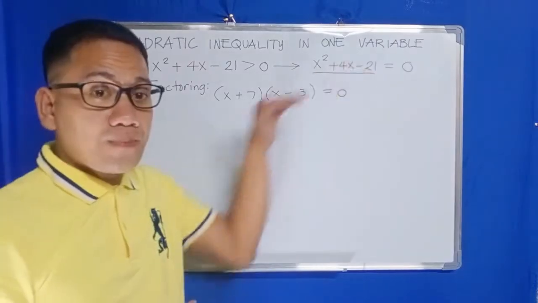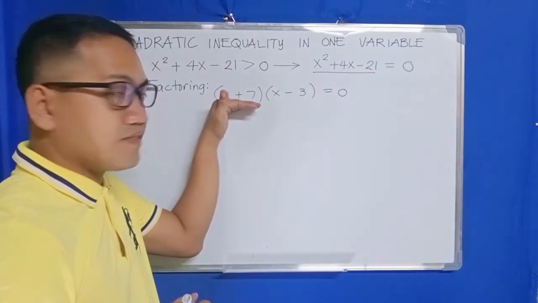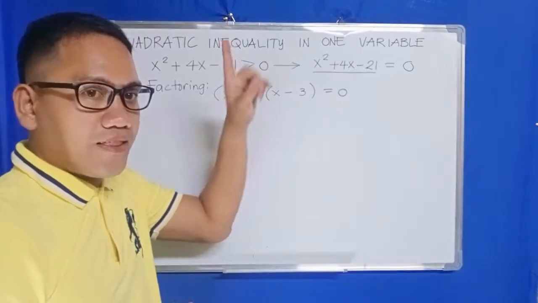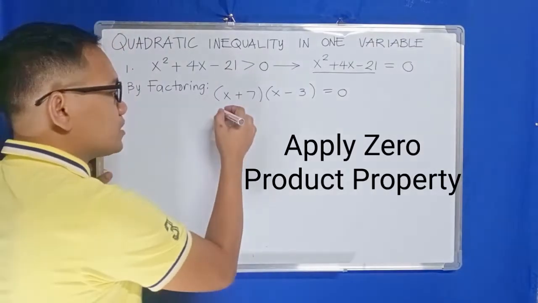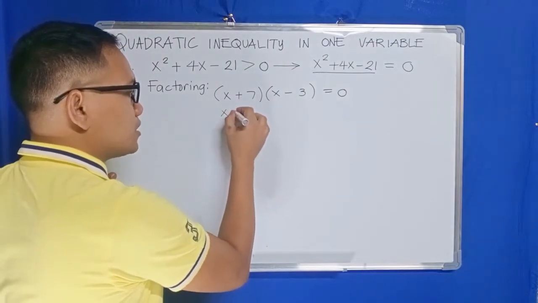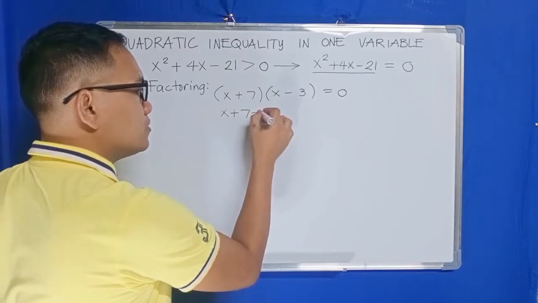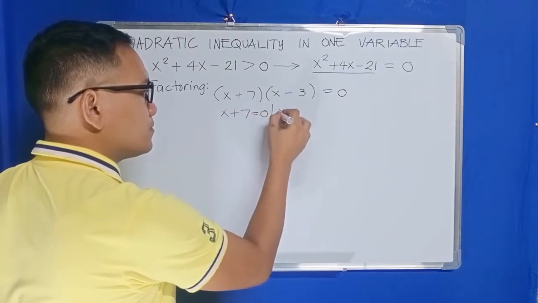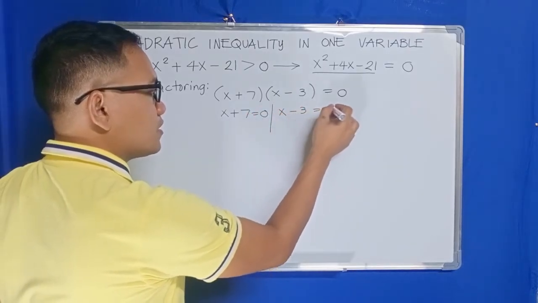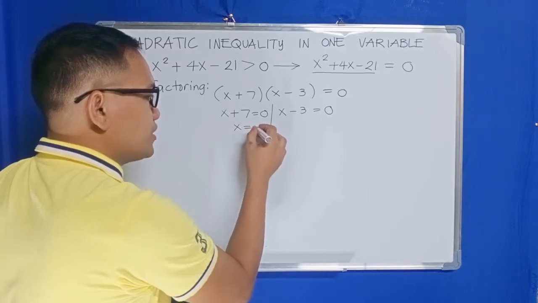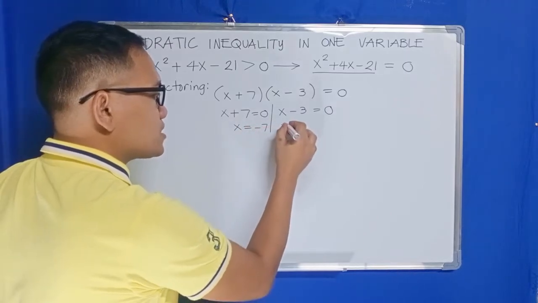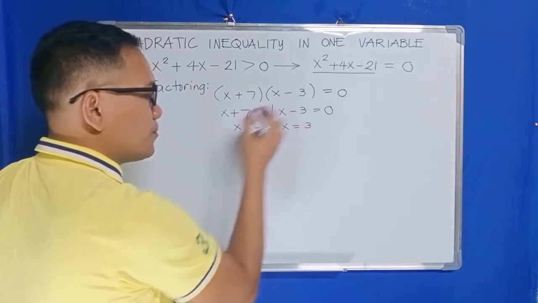So our trinomial has possible factors quantity x plus 7 times quantity x minus 3. Then apply the zero product property as we set each factor equal to 0. Then let's solve for the roots. First solution is negative 7 and the second solution is equal to positive 3.